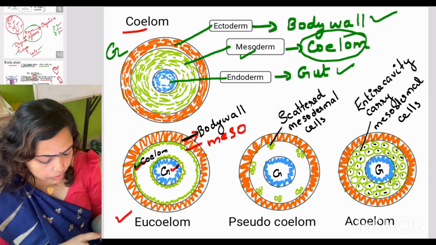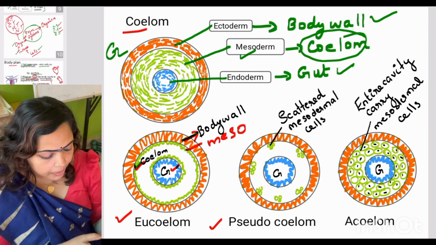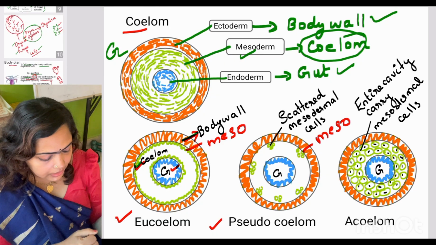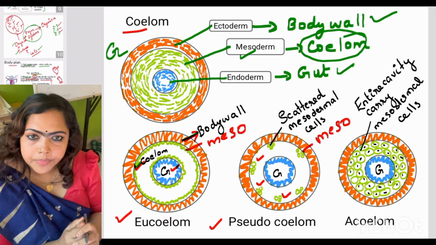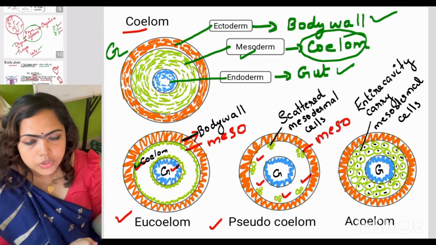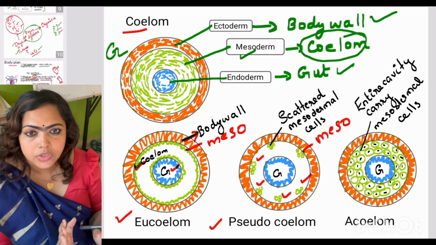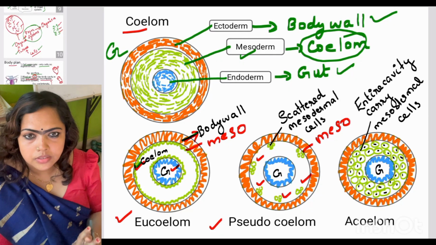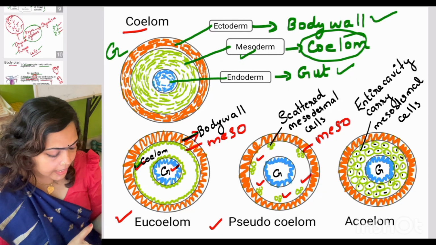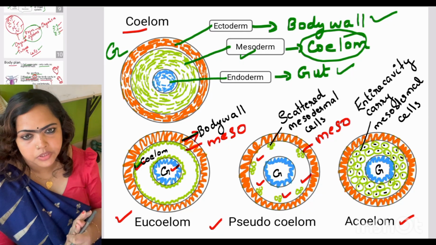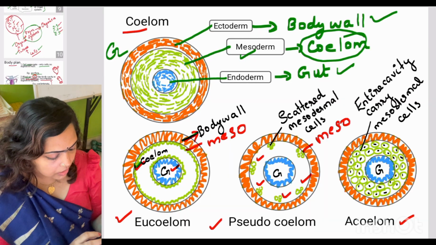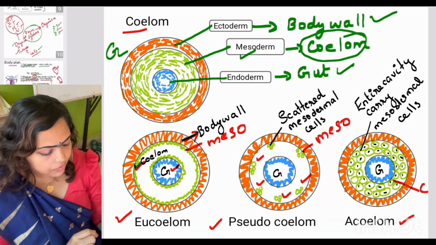And what about the pseudocoelom? Here the cavity is present, but the mesoderm is not complete. Instead, mesoderm is seen as scattered cells. So such a coelom is called as pseudocoelom. That means the cavity is present, but it is not mesodermally lined. Clear? And then the last thing, acoelom. Here the cavity itself is absent. This is the cavity, but this is entirely occupied by which cells?